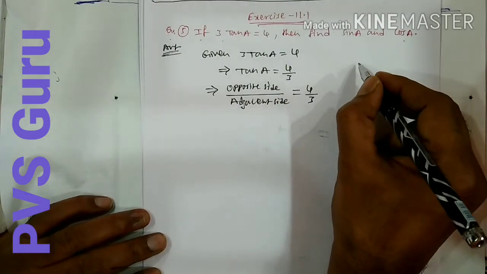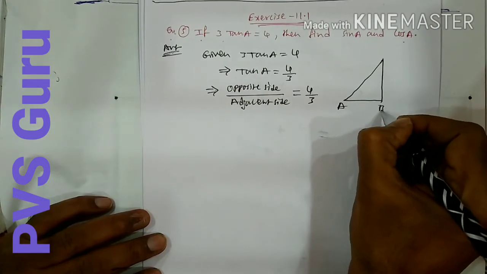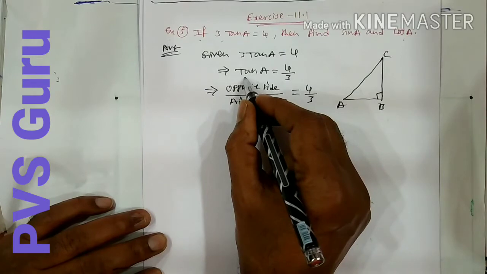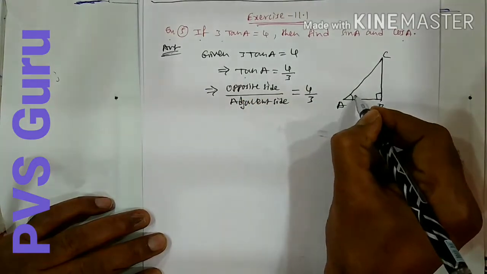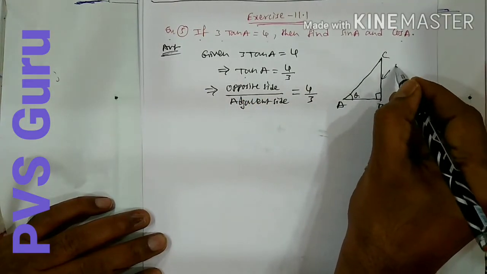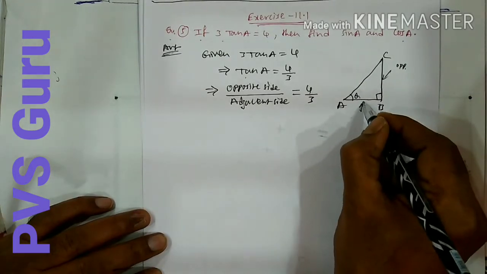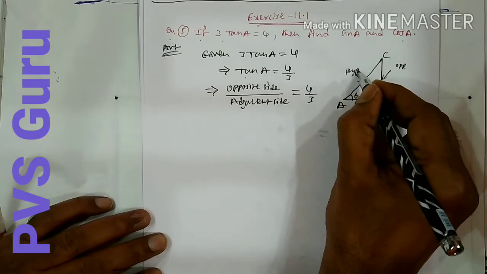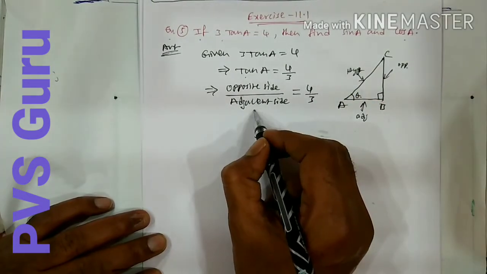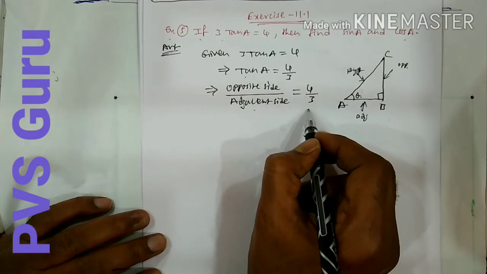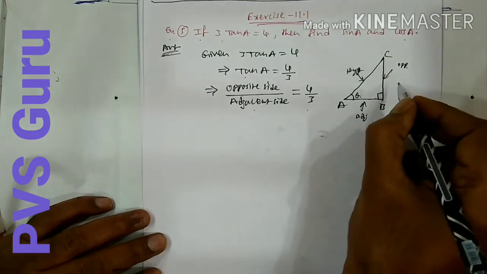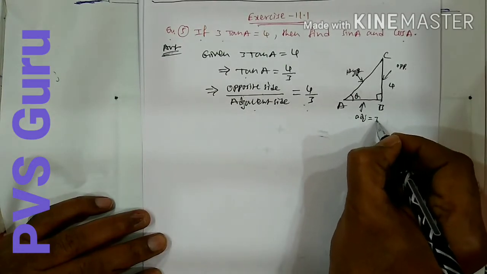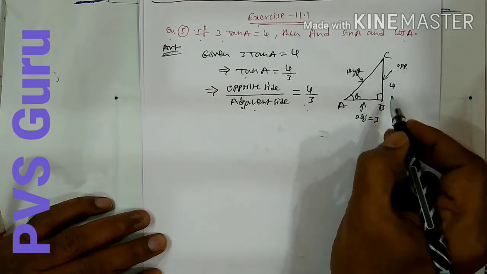Here you take one triangle A, B, C. B is the right angle. He has given tan of the angle with respect to A. So with respect to A, this is the opposite side, this is the adjacent side, this is the hypotenuse. Now opposite side by adjacent side is equal to 4 by 3. So opposite side is 4, adjacent side is 3. This side AB is 3, BC is 4.